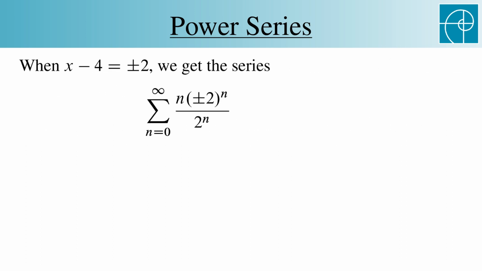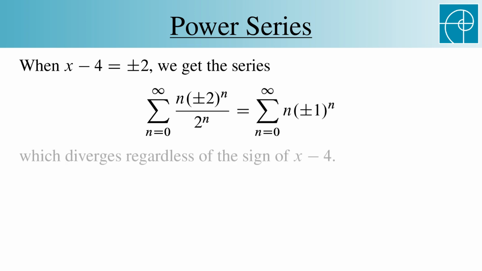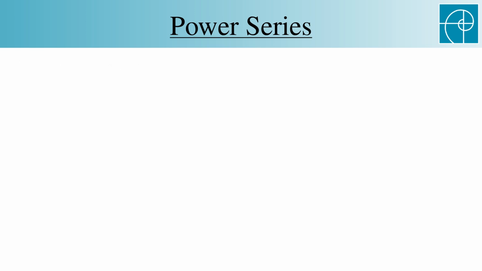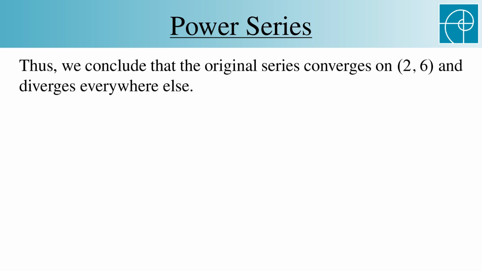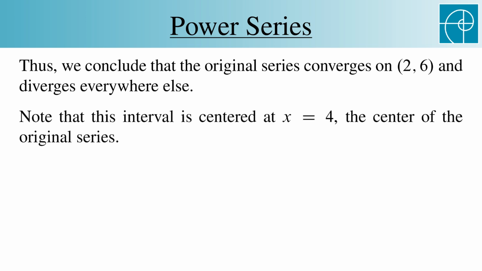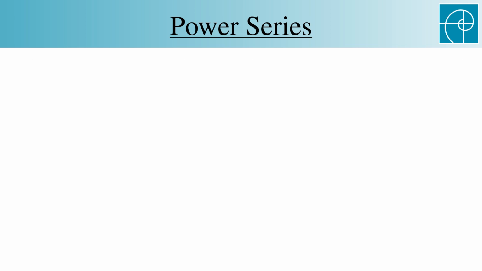When x minus 4 is plus or minus 2, we get this series, which can be simplified to this, which diverges regardless of the sign of x minus 4. Thus, we conclude that the original series converges on the open interval from 2 to 6, and diverges everywhere else. Note that this interval is centered at x equals 4, the center of the original series. These two examples lead us to the following theorem.